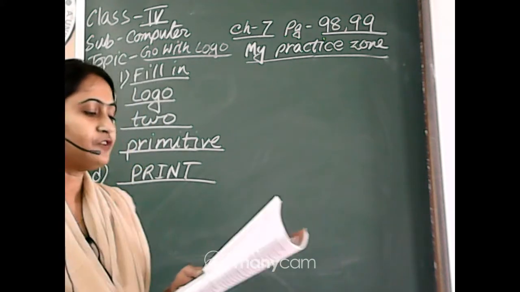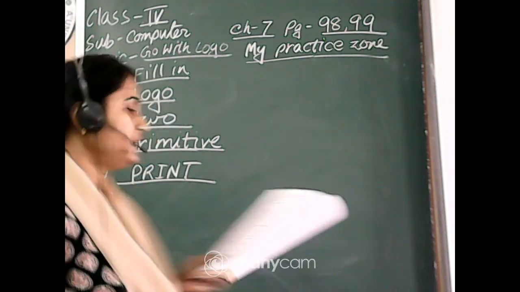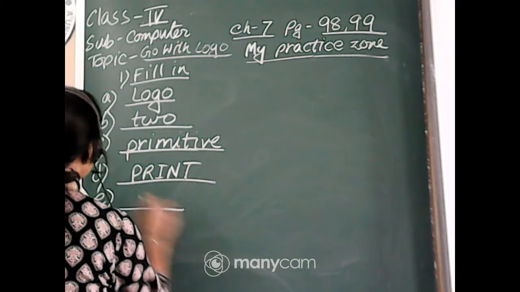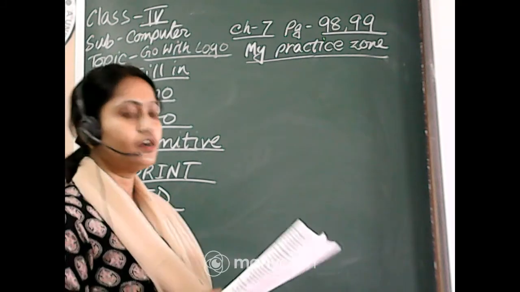Now number E. The primitive used for the forward command is dash. FD. Forward, FD. Please write down FD in capitals. This is the short form of forward.